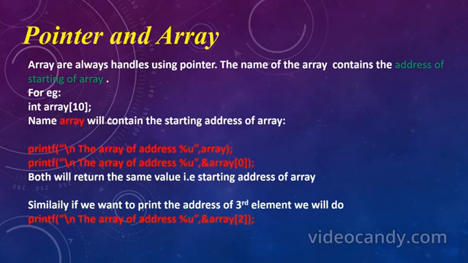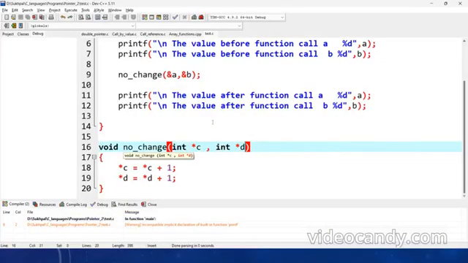Arrays are always handled using pointers. So what does it mean? It means that the name of the array always contains the starting address of the array. For example, if I have int a[10], this array name will contain the starting address of the array. So if I print the array, it will print the starting address of the array. If I print the address of the first element, it will be the same. Let's do it practically to understand more.